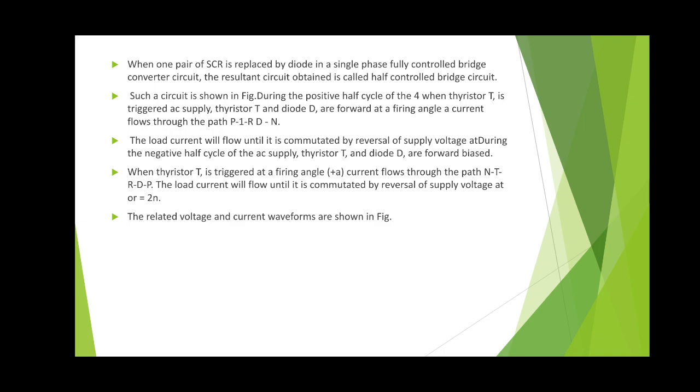So when the supply cycle changes, naturally the SCR will go into the off state. During the negative half cycle of the AC supply, thyristor T2 and diode D2 are forward biased. When thyristor T2 is triggered at a firing angle pi plus alpha, current will flow through the path N, T2, R, D2 and P. The load current will flow until it is commutated by reversal of supply voltage at angle omega t equal to 2 pi. So the waveforms and the voltages have been shown in the previous slide.